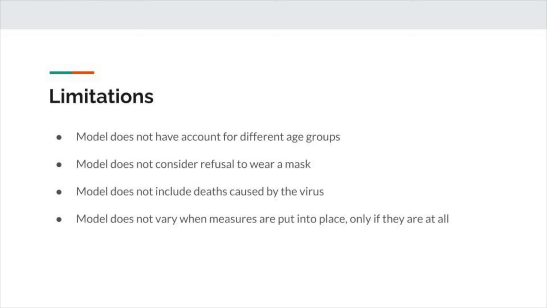And lastly, the model does not vary when these spread-reducing measures are put into place, such as if you were to hit 100 cases at a college or maybe 100,000 cases in a state, then you implement the mask wearing. This model does not have that capability at the moment.